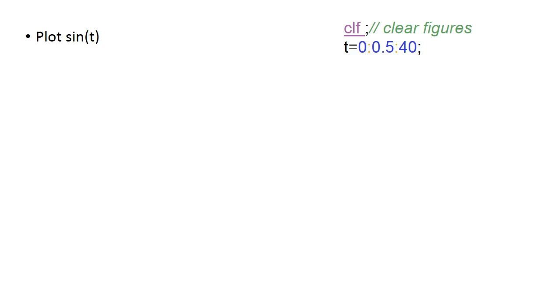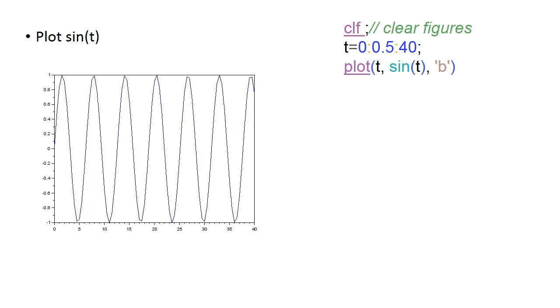Secondly, we define the time vector, this time from 0 to 40 with 0.5 step, and of course the plot command, which takes t as the x-axis, sinus t as the y-axis, and p is here as an optional input and defines the color of the plot, our graph. So here is the resulting graph with a blue sinus function.